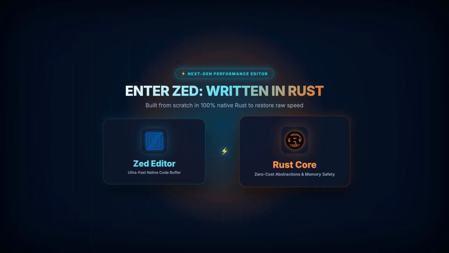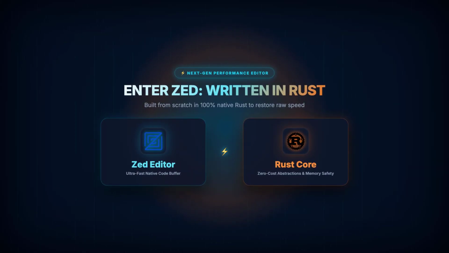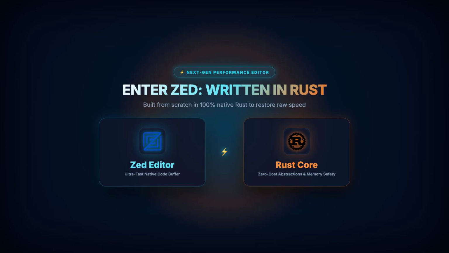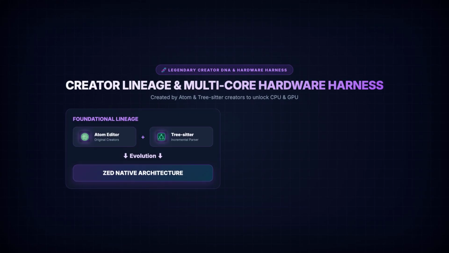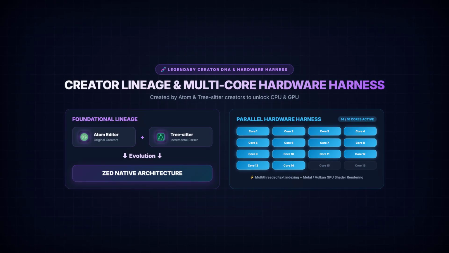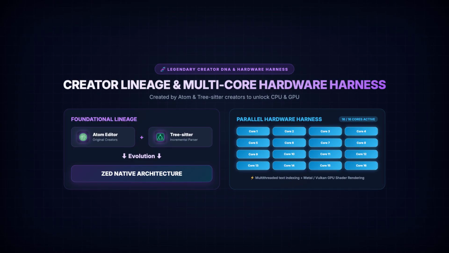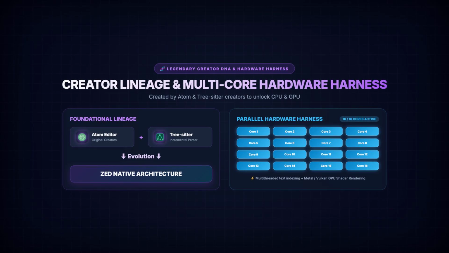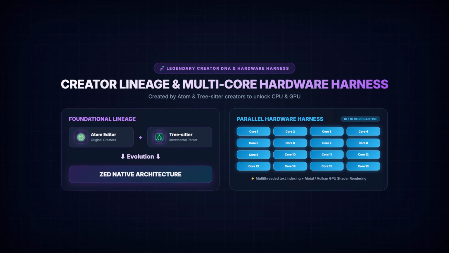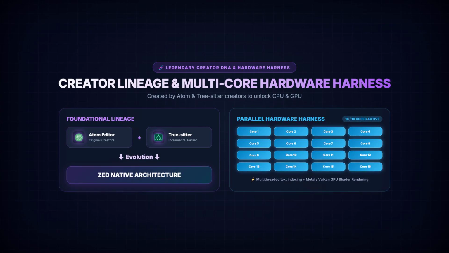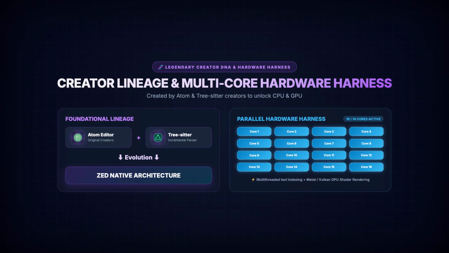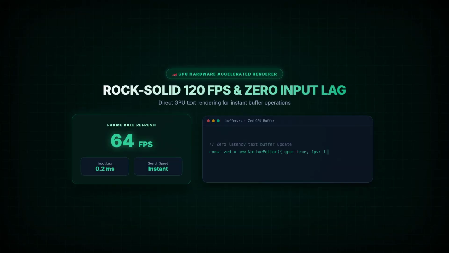Enter Zed, the ultra-fast, high-performance code editor written from scratch in Rust, designed specifically to bring raw speed back to software development. Zed isn't just another text editor trying to look cool. It was created by the original team behind Atom and TreeSitter. They took everything they learned over the last decade and asked a simple question. What if a code editor was built natively to harness every single CPU core and GPU shader on your machine? The result is unbelievable speed.